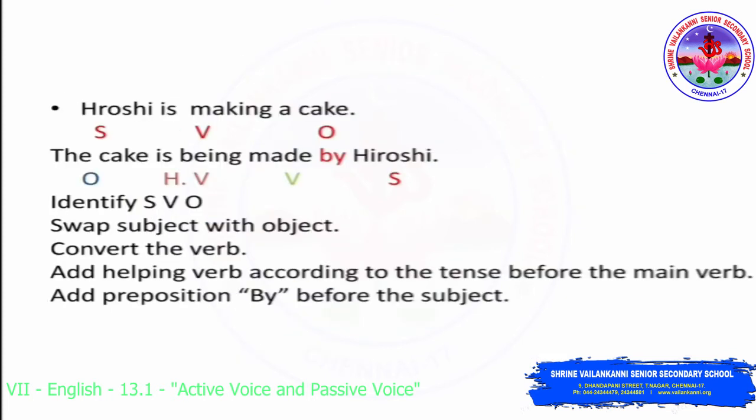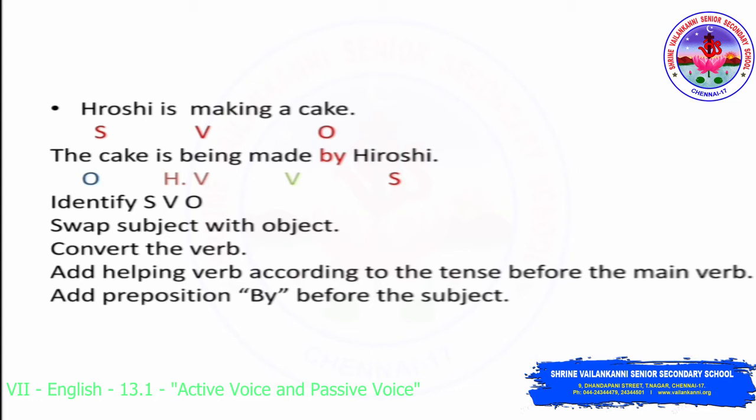Next example. Hiroshi is making a cake. So, this sentence is in the form of present continuous tense, which is happening right now and will continue to happen in the future. So, Hiroshi is making a cake right now. So, how will you convert this into passive voice?